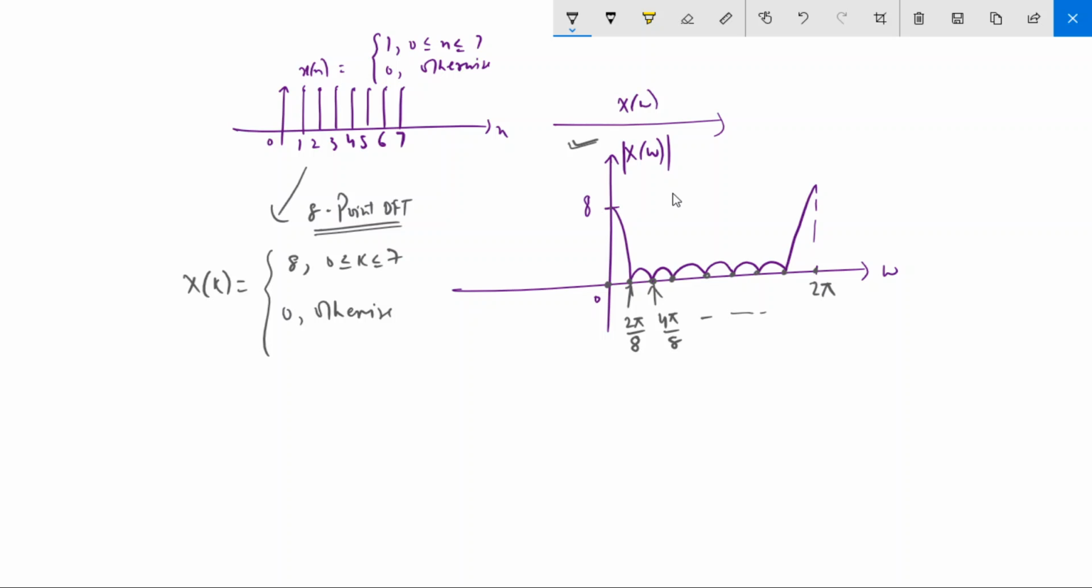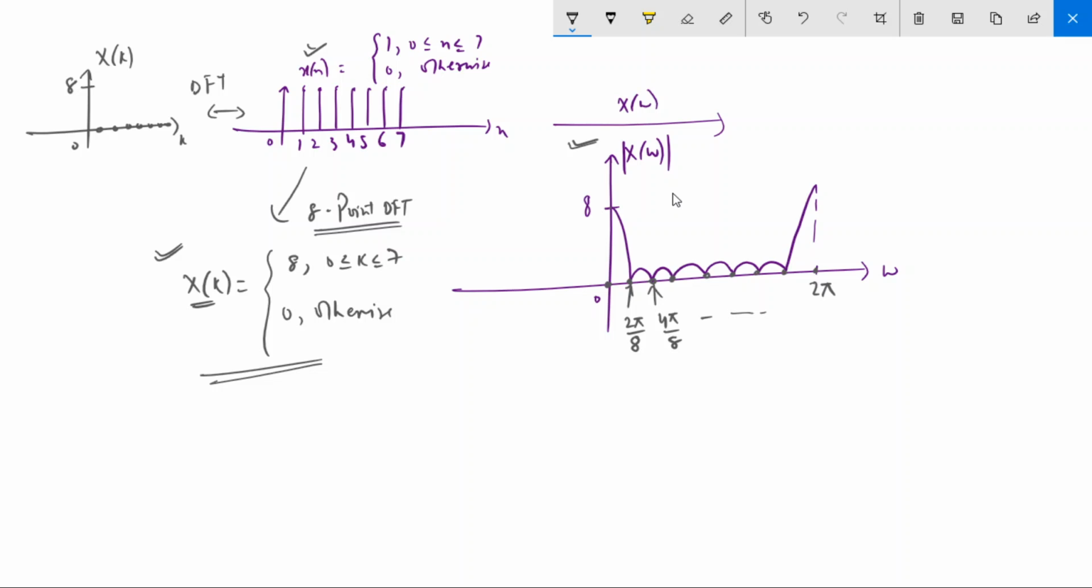So the DFT of this has a single value. If you plot X[k] at k equal to 0, its value is 8. Rest all the samples are zeros. This is the DFT of this. Okay. Now I can recover this original sequence x[n] from its samples, that is X[k], using IDFT.